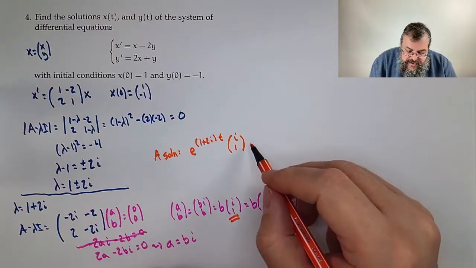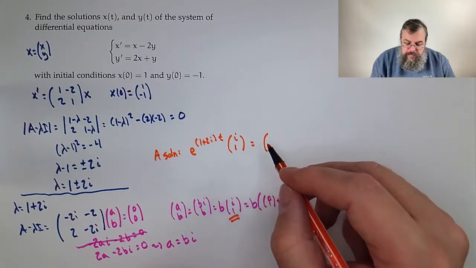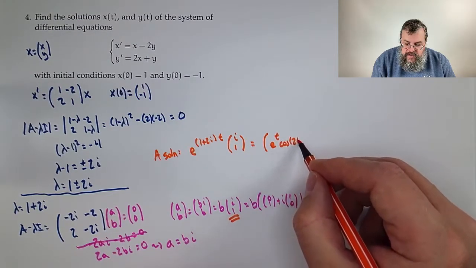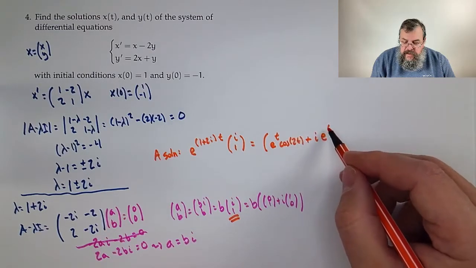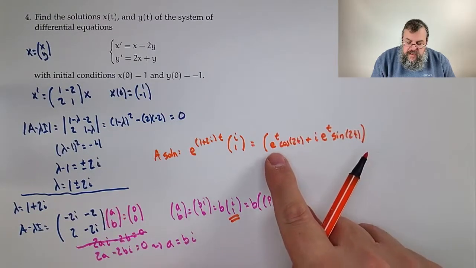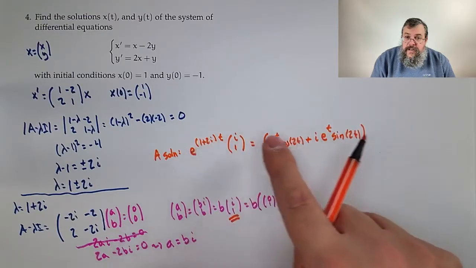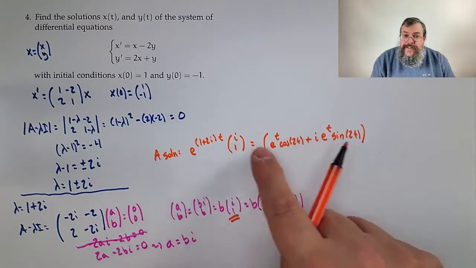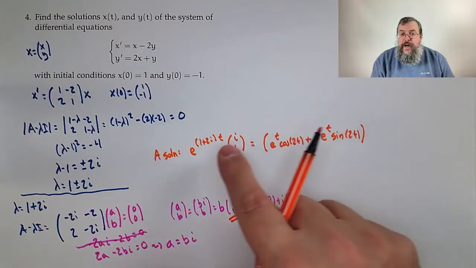Well, the first thing is we rewrite this expression. The first part is really e to the t cosine 2t plus i e to the t sine of 2t. Now, the e to the t is because the real part is 1. The cosine 2t and sine 2t is because the imaginary part is 2. So that's where those 1s and 2s come from, and this is de Moivre's formula on the first part.